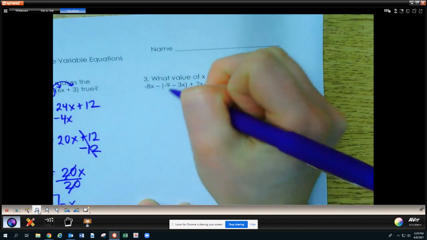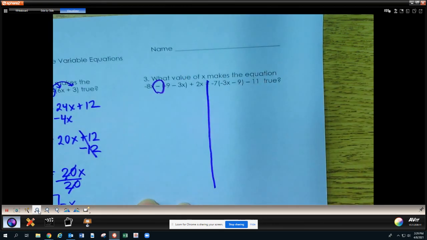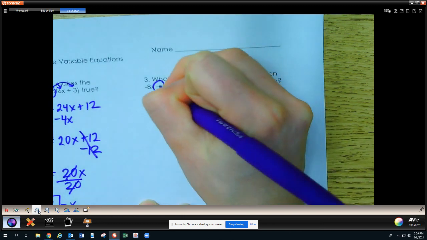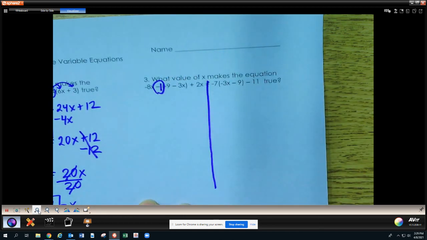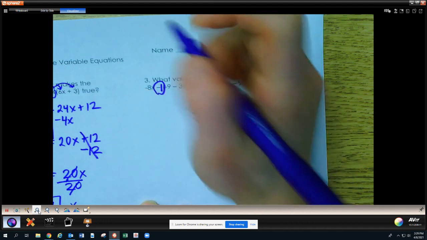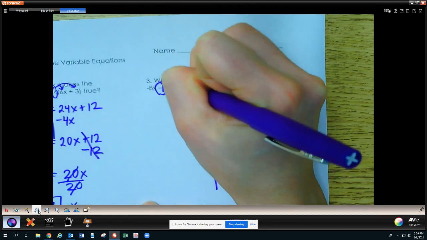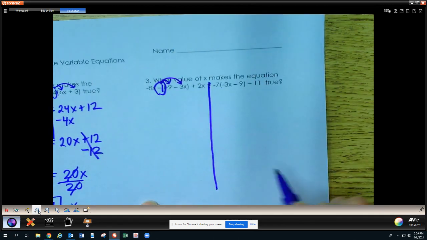Okay, and so when you're looking at what to distribute, there's a negative sign. And so remember, there's an invisible 1 there. So you're distributing a -1. You're not distributing this -8x. That's not what is directly in front of the parentheses. So -1 gets distributed to the -9 and distributed to the -3x.